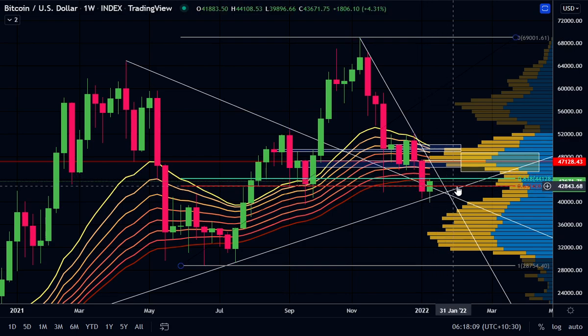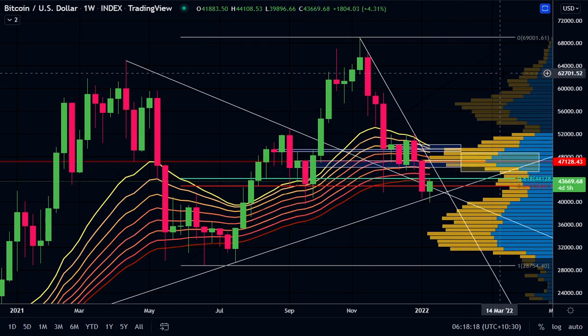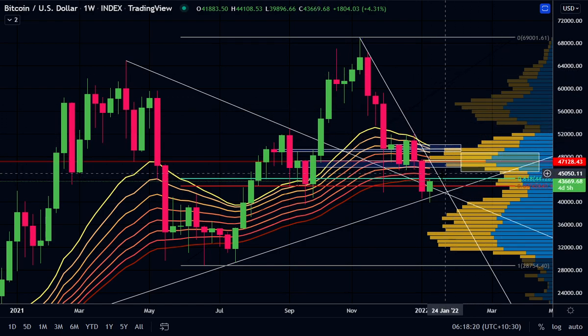And as mentioned, I think we're still going to grind out this area for a few weeks before we start going higher on a macro time scale. And I'll be looking for that weekly green dot to give that extra confirmation.